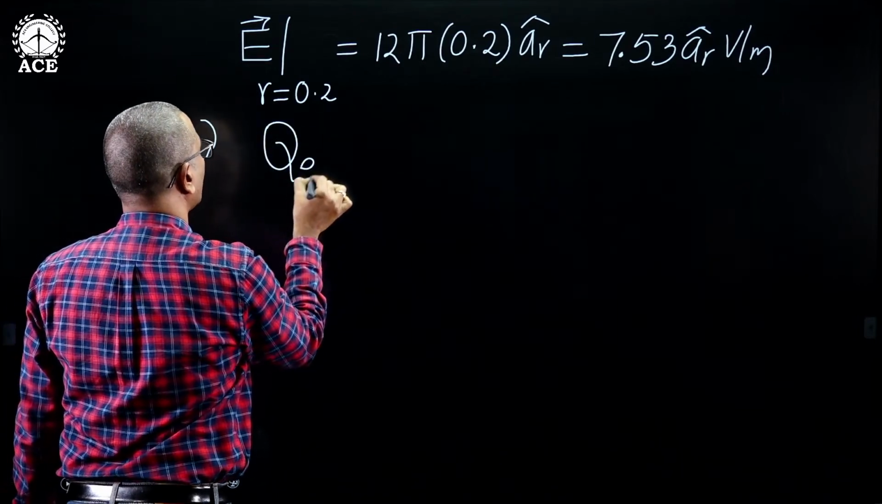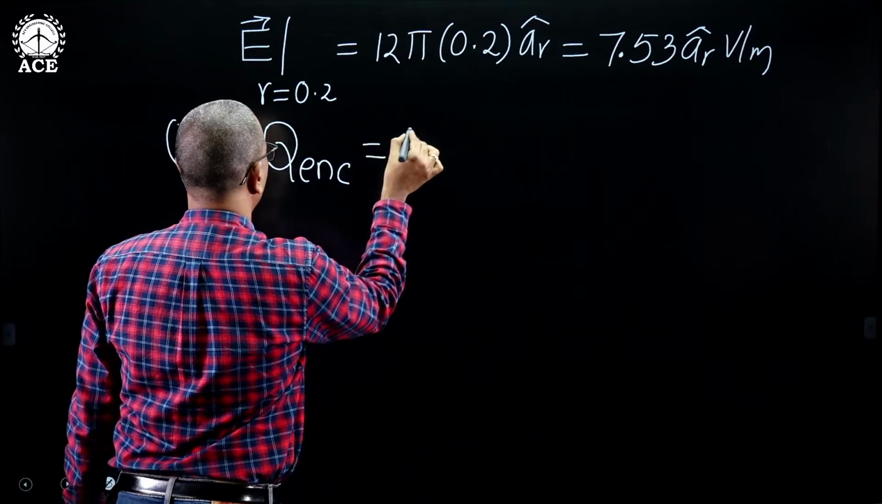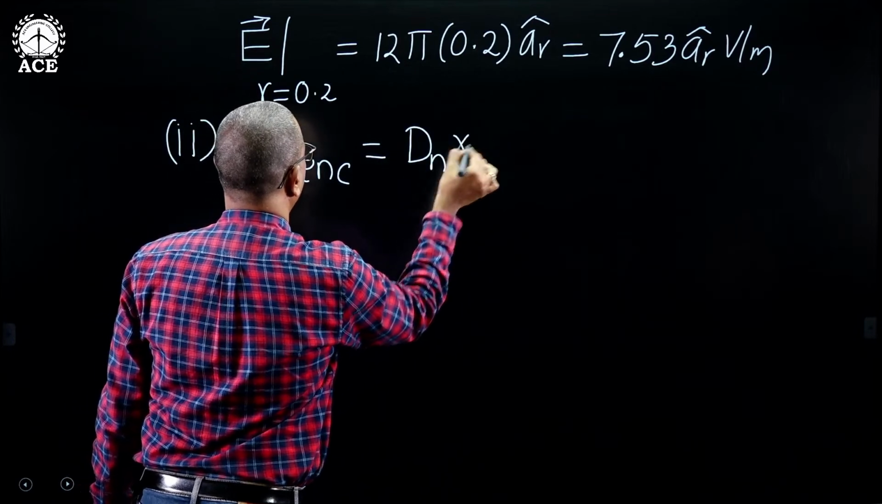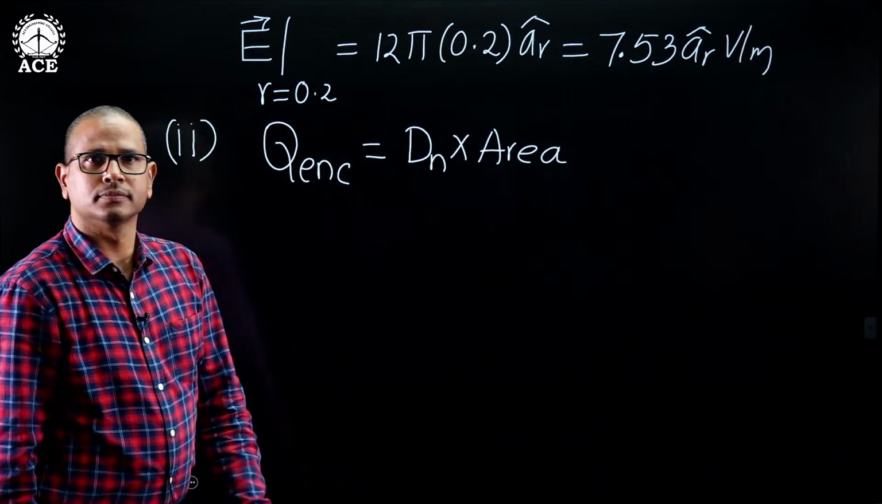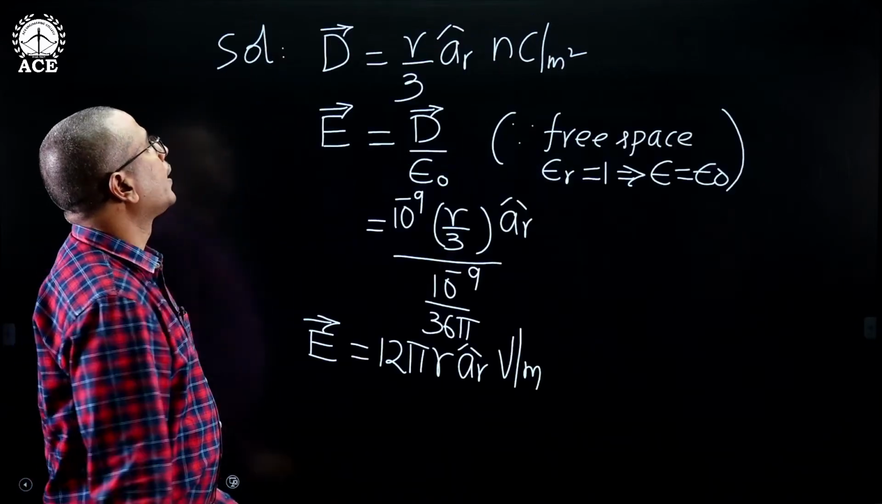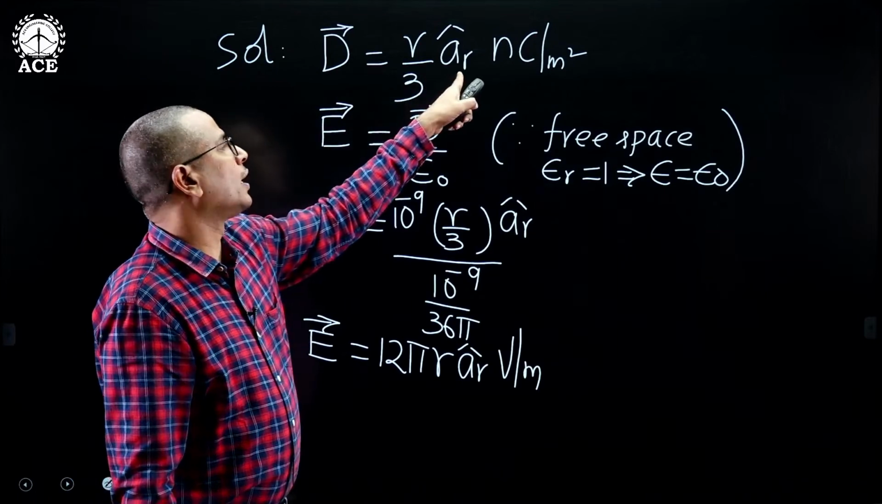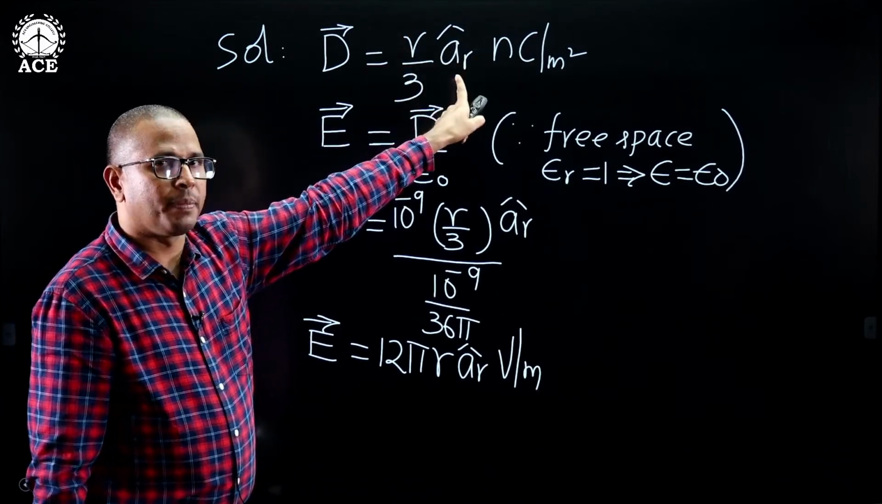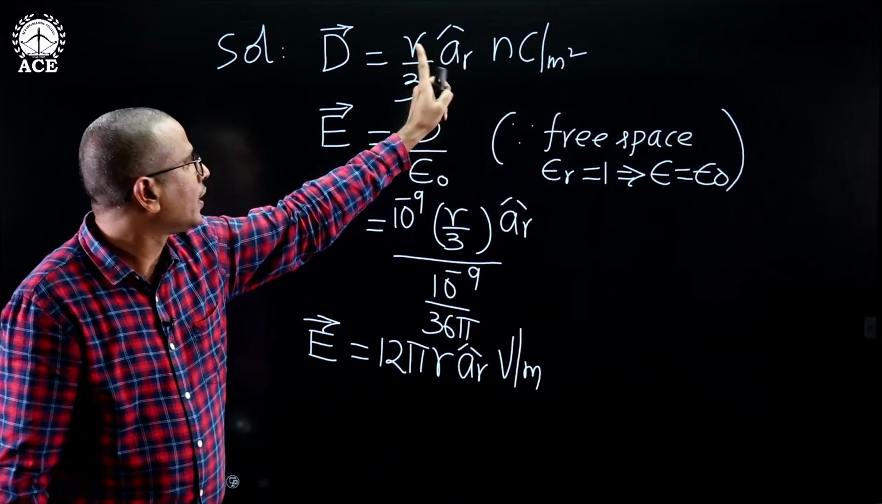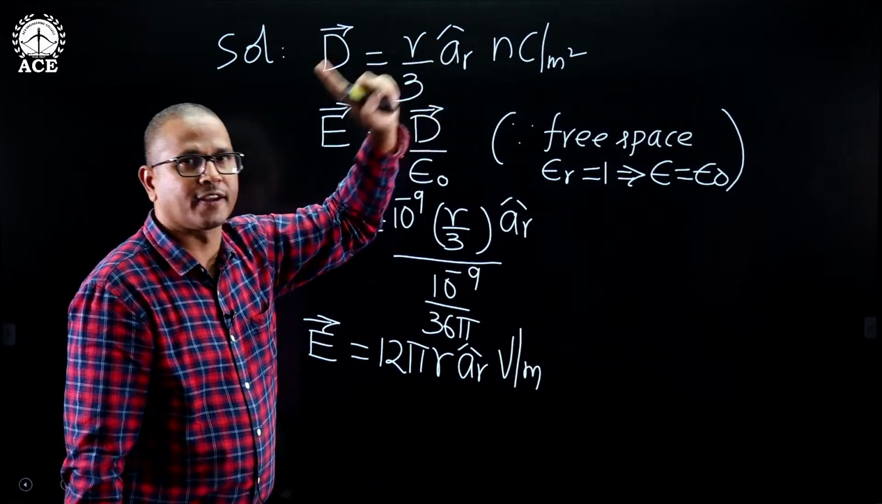We have Q enclosed equal to the simplified equation, Dn multiplied with area. Without using integration, you can get it. Integration is not required because if you look at this D bar, which is along the radial path in a spherical coordinate system, the radial path is perpendicular to the sphere. No flux in the theta and phi directions.